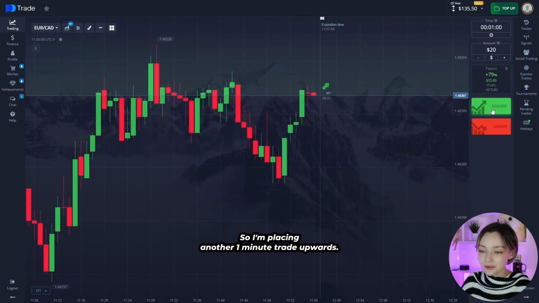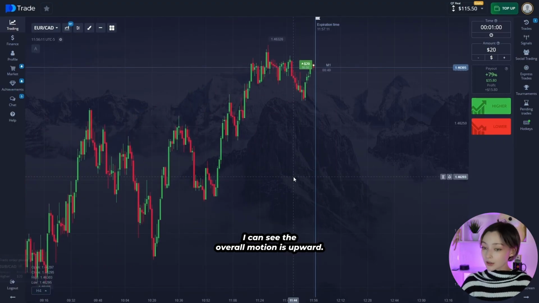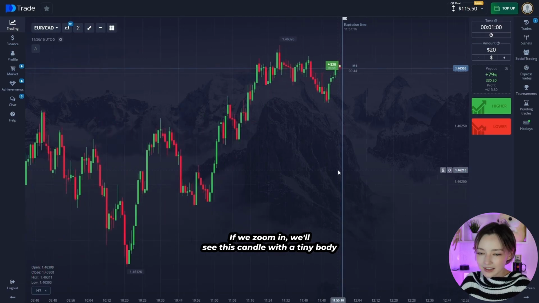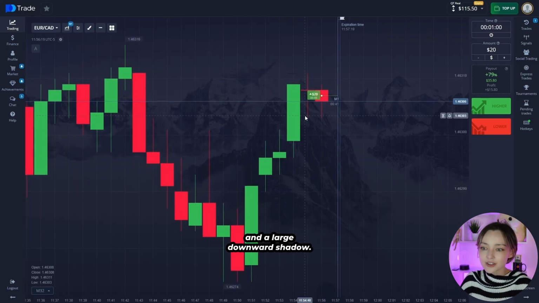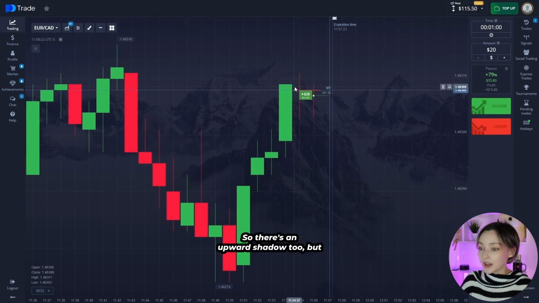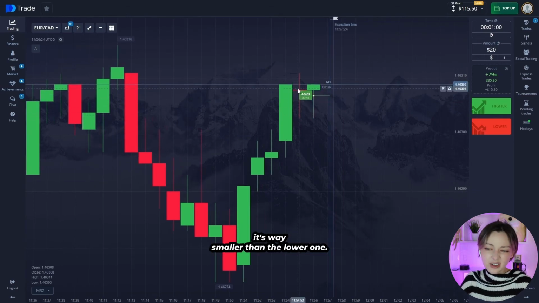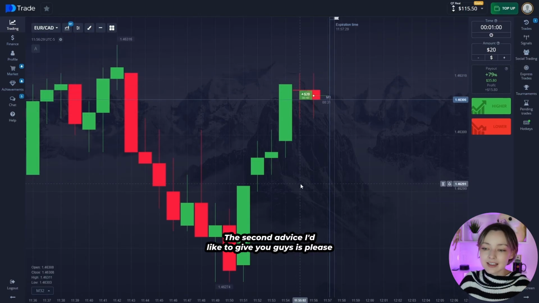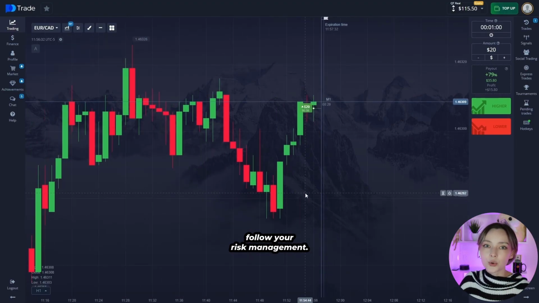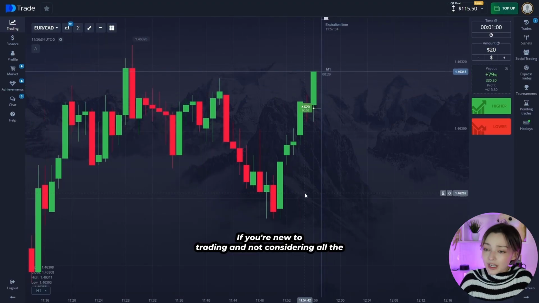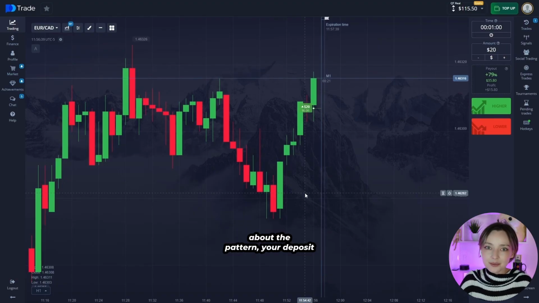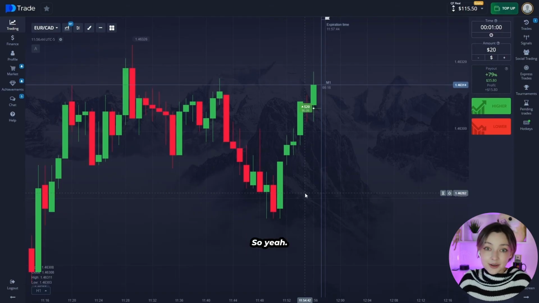So I'm placing another 1 minute trade upwards. I can see the overall motion is upward. If we zoom in, we'll see this candle with a tiny body and a large downward shadow. So there's an upward shadow too, but it's way smaller than the lower one. The second advice I'd like to give you guys is please follow your risk management. If you're new to trading and not considering all the risks, even if you're very confident about the pattern, your deposit will end up at zero sooner or later.